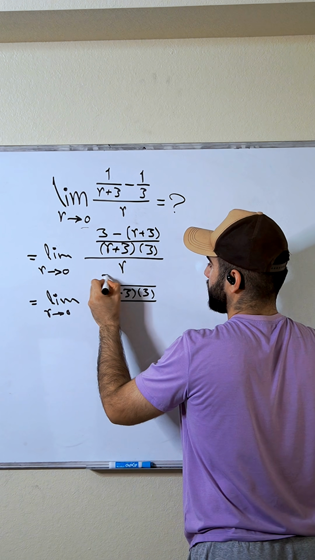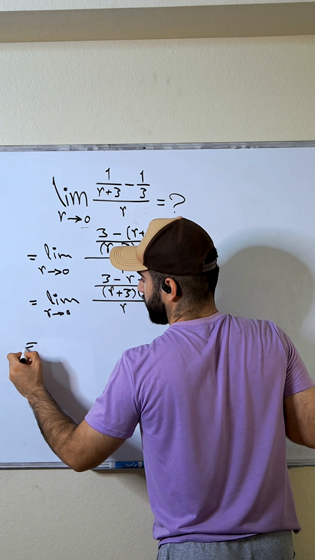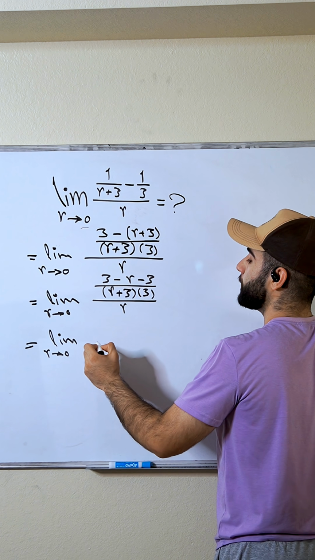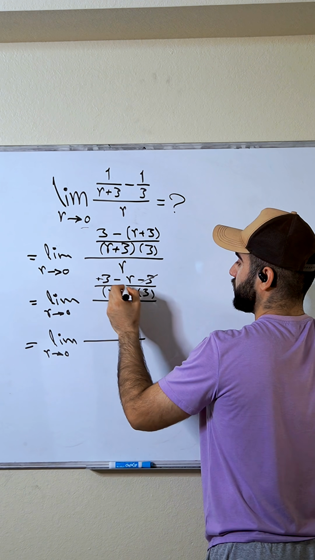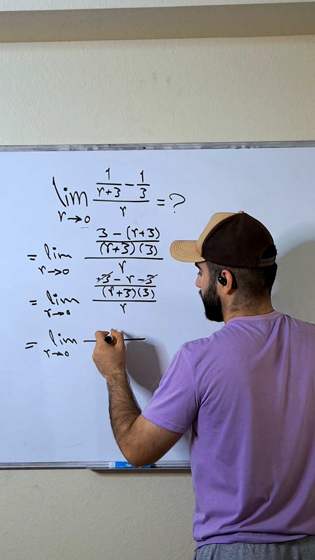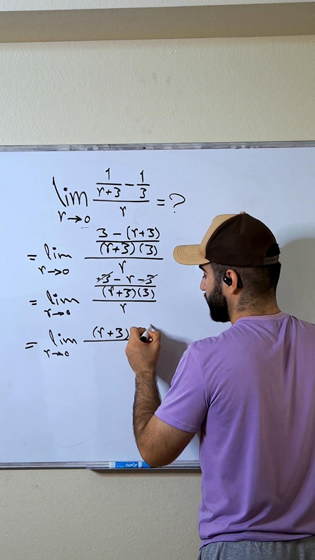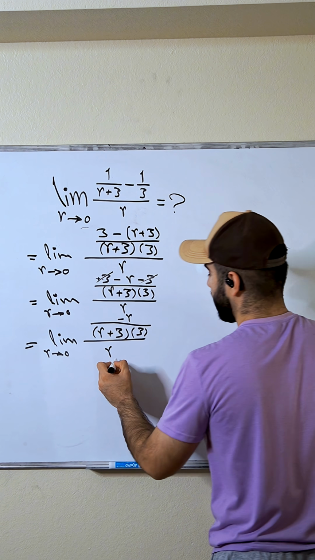When I multiply that, it's going to be negative r, negative 3, right? So my limit of r going towards 0 is, so positive 3 and minus 3, they're going to be 0, I just don't write them. And my r plus 3 is here. I don't want to multiply this because it might cancel out later. Negative r, and I have r here. So now what I have is a compound fraction.